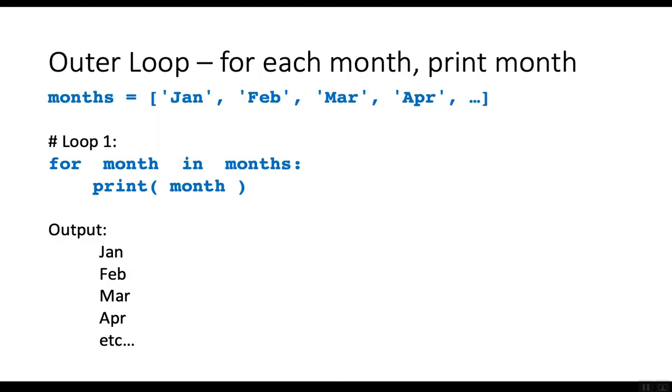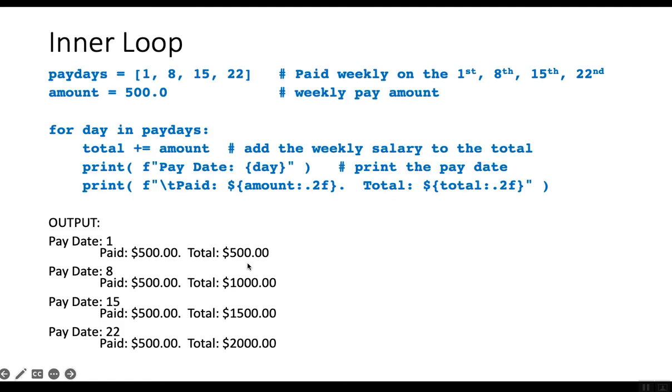Okay, so now let's talk about that outer loop. For each month, we want to print the month. Well, that's pretty simple. For month in our months list, here's a list of months. We just print out the name of the month, for loop. So for every item, every element in our months list, print out the name of that element. Got it. Next, let's look at the inner loop by itself.